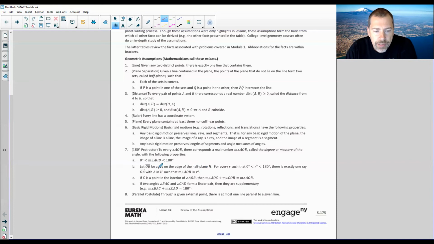C. If C is a point in the interior of angle AOB, then the measure of angle AOC plus the measure of angle COB equals the measure of angle AOB. And D, if two angles, angle BAC and angle CAD, form a linear pair, then they are supplementary. For example, the measure of angle BAC plus the measure of angle CAD is 180 degrees. 8. Parallel postulate. Through a given external point, there is at most one line parallel to a given line.